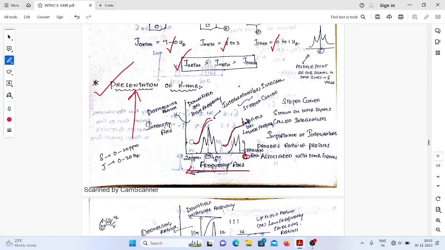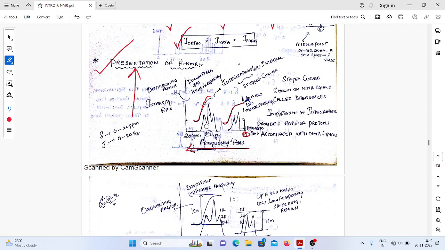In every case, we are going to get this kind of stepped curves. The stepped curves are commonly called integrations. Remember, integration. So, around the 0, that portion is called the shielding region. Around the 20, that region is called the de-shielding region. The de-shielding region is commonly called the downfield region, and the shielding region is commonly called the upfield region.